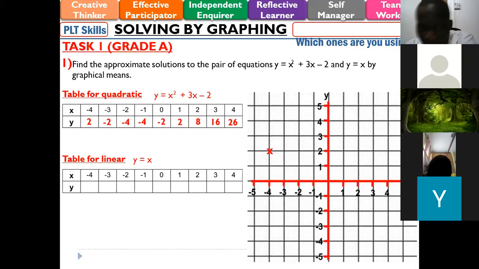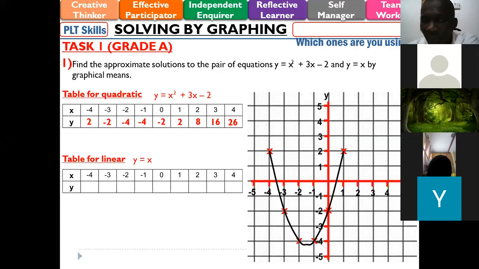So just trace it. When x is minus 4, what is y? Y is 2. So we have that. When x is minus 3, y is minus 2. We have that too. When x is minus 2, y is minus 4. When x is minus 1, y is minus 4. When x is 0, y is minus 2. When x is 1, y is 2. Okay, so you can draw that because every other will be out of place. So we have this to be the graph for the quadratic equation.